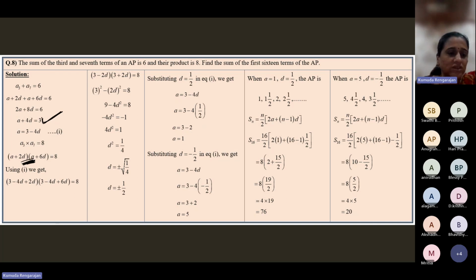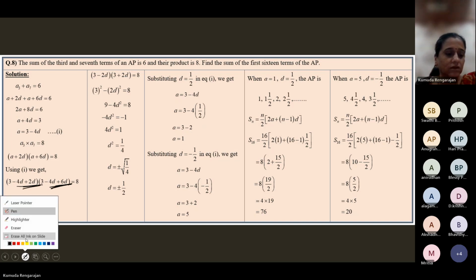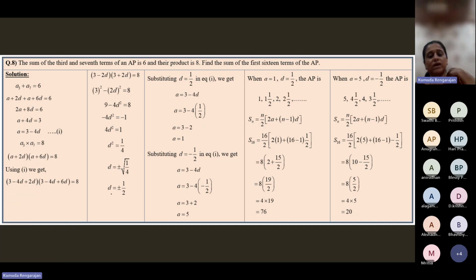So we go back to this equation. We write A is equal to 3 minus 4D and we substitute that here. In place of A, we use 3 minus 4D. And then applying the identity (A minus B) into (A plus B) is A squared minus B squared, you are able to solve and find the value of D. Because you can see here, after substituting, we have only D. We don't have A, we have only D. So you're able to work and find the values for D.